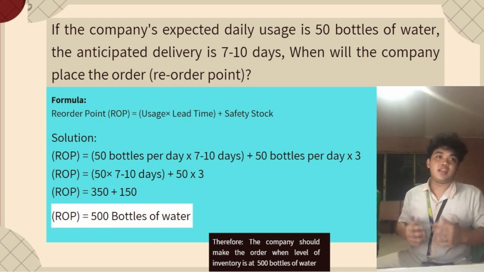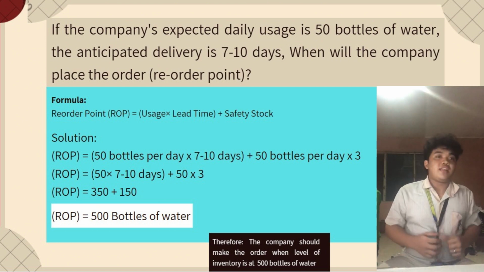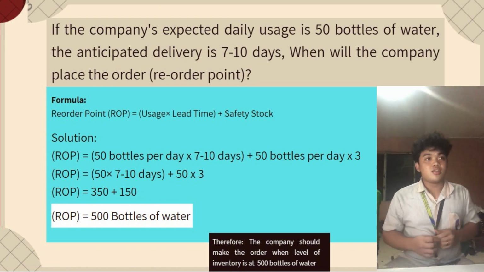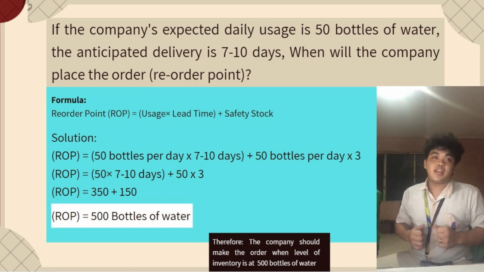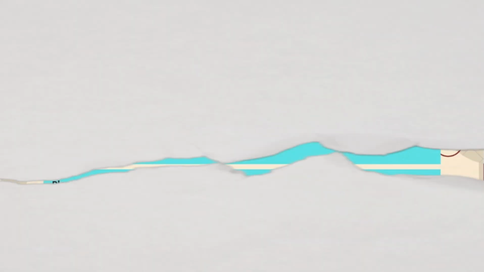So how did we get the safety stock? By subtracting the lead times, 7 days and 10 days. So we got 3 days, that is the safety stock. So 50 times 7 is 350 and 50 times 3 is 150. So we added them and we got 500 bottles of water. Therefore, the company should make the order when the level of inventory is at 500 bottles of water.